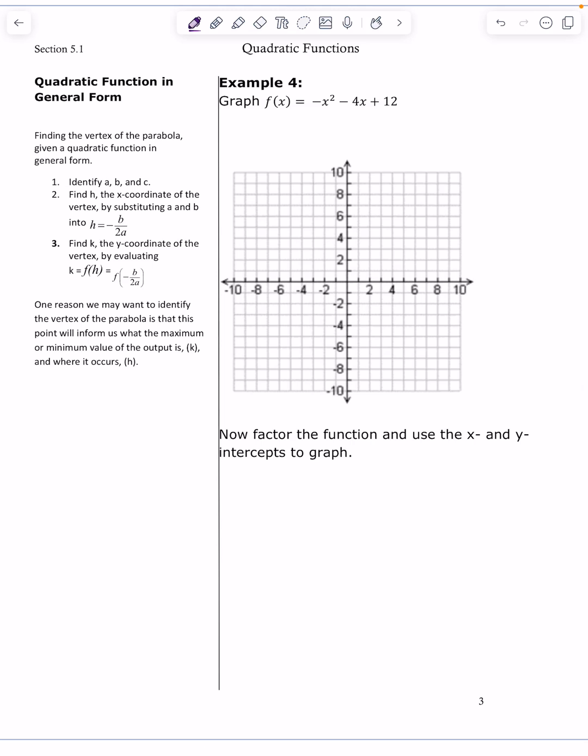Okay, here are the section 5.1 notes. Page 3. Here is how we use standard form to rewrite in general form so that it's easier for us to graph. So it should say from standard to general.